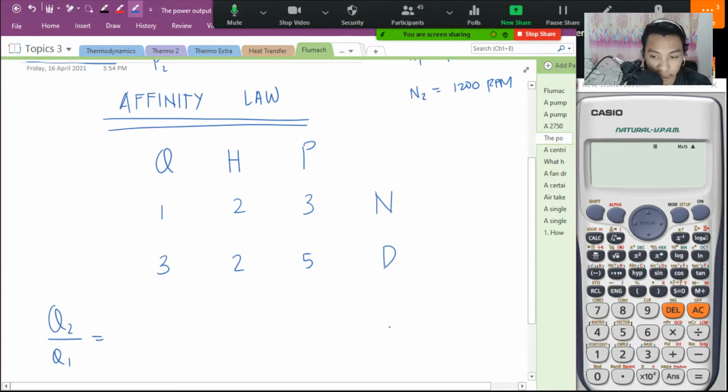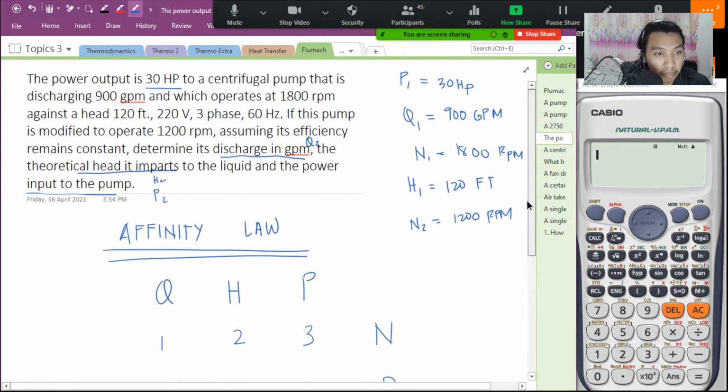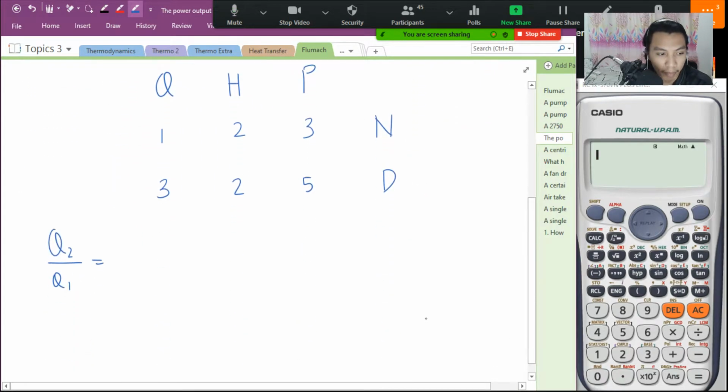May binigay bang diameter dyan? Wala. Efficiency remains constant. Ibig sabihin, equal diameter, or equal size. So, N2, binago lang niya yung speed. N2 over N1. Tignan mo dito. Okay? So, Q2 ang hanapin natin.